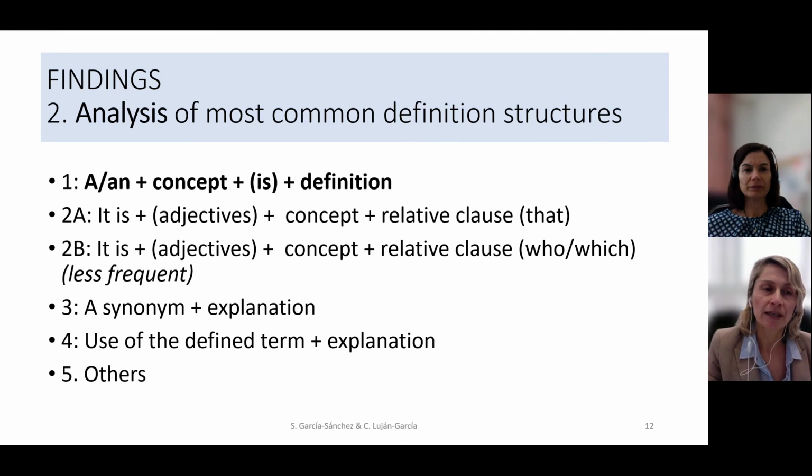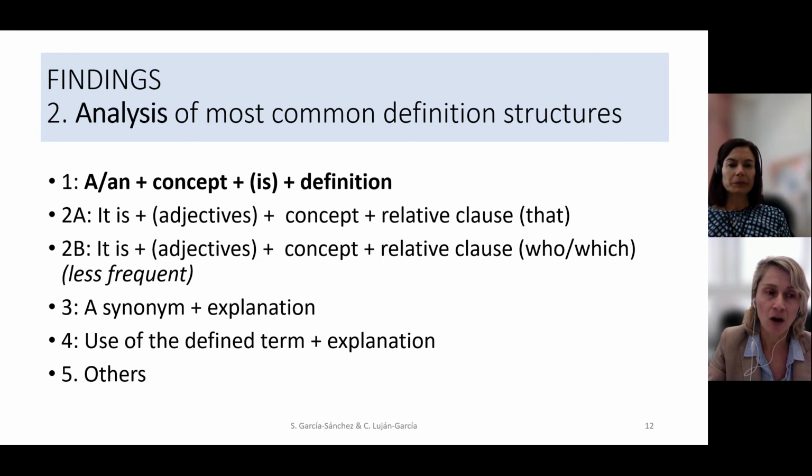Also, another important finding in this study is, of course, the most common definition structures that students used in these online glossaries. And we have identified 5 different more common structures. The first one, as you can see here on the slide, is the structure beginning with the indefinite article a or an, followed by the concept itself, then the verb to be, and then the definition.